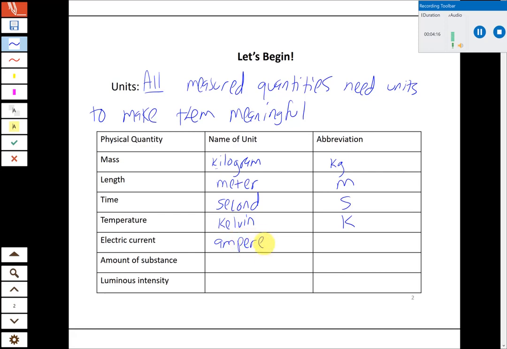You might see this a little bit in Chem 2, so 1332, if you take that course after mine, you will do a little bit with electric current, but in this course we're not really going to deal with that at all.